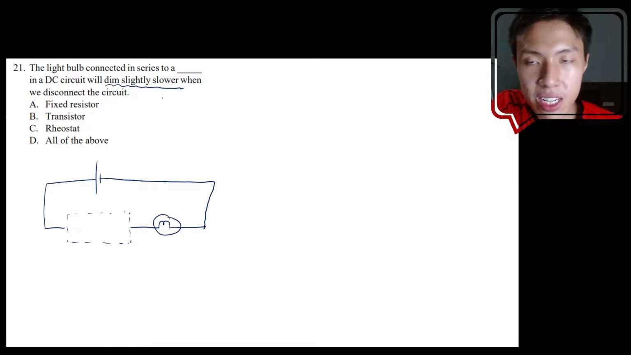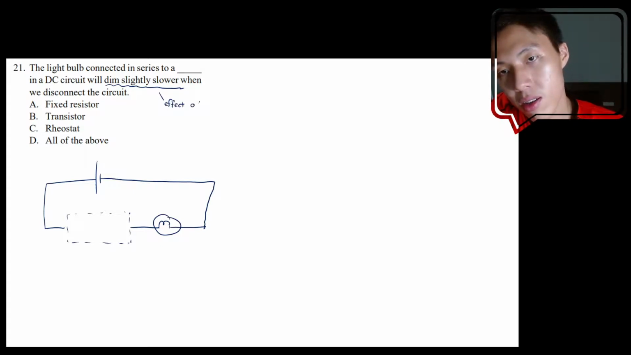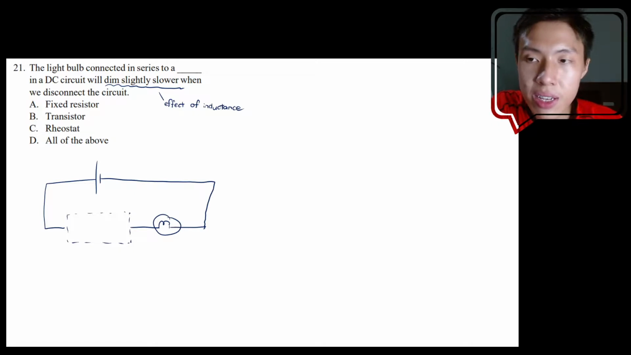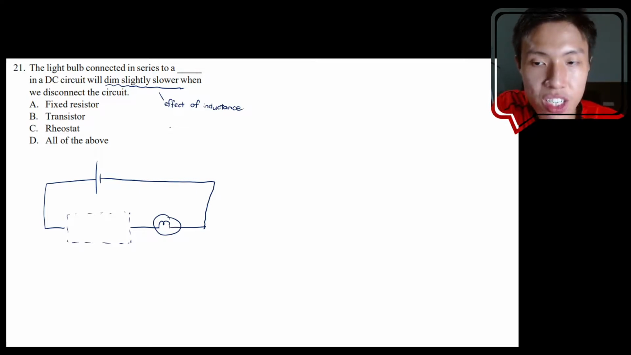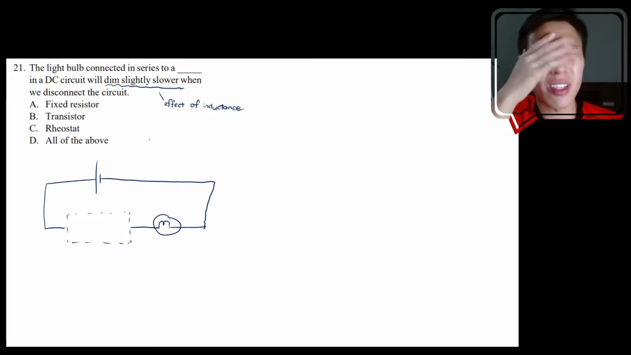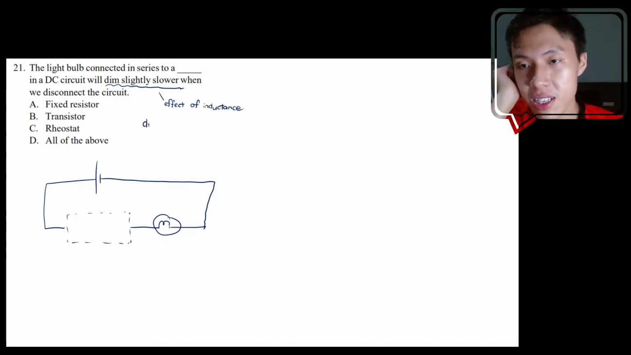Okay, dim slightly slower is an effect of inductance or capacitance. Okay, both will show this kind of effect. But how it works is like this. You need to put an inductor inside. Okay, only if you have the inductance effect will the current change slower. Okay, the idea is like this. How should I explain it? Okay, let's start like this. Disconnect the circuit.